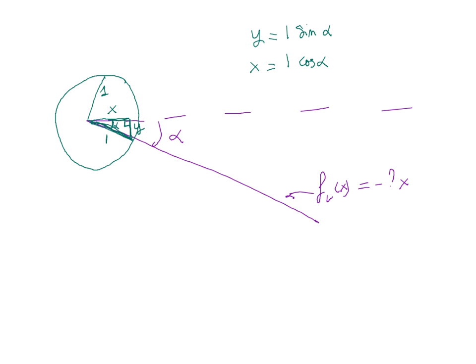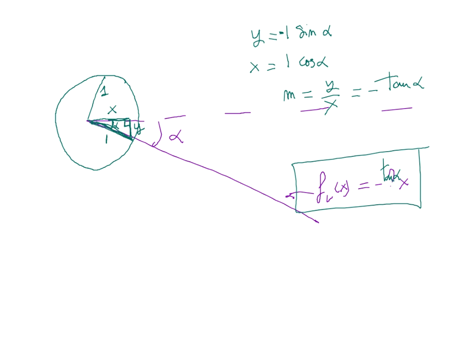But remember, y is negative, so let's not forget the negative. Therefore, the slope, m, which is y over x, is nothing else but negative tangent alpha. Done. That's the equation of this line. That's simple. Okay? Next one.